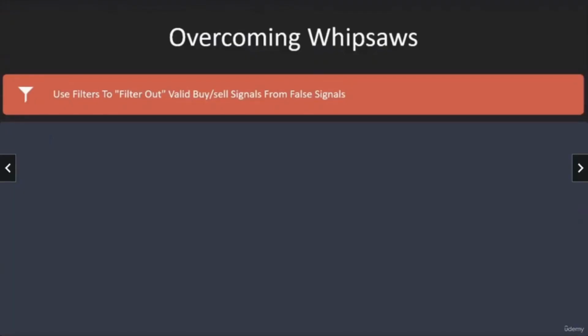And as I mentioned, you use filters basically to filter out the valid buy and sell signals from the false signals. That's what you're trying to filter out, right? You want to trade based on something that's a real signal versus something that might be false. And so here are some filters that you can use.